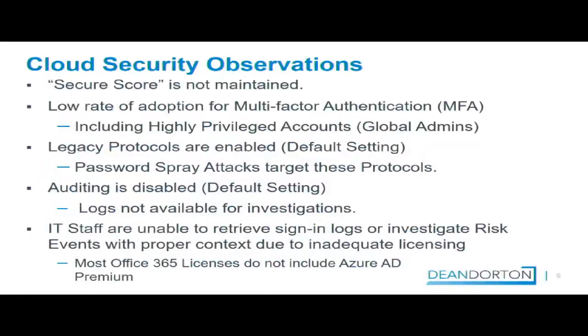So here's a list of some very common observations that we observe when we do a cloud security assessment. The first one is that either the organization is unaware of what their secure score is, or they're not aware of what a secure score is. If they are keeping track of it, it's not actively maintained. We're going to cover that a bit more in depth in another slide, but it's basically a metric that Microsoft reports to you on the status of your security controls in your cloud environment. We also see a very low rate of adoption for multi-factor authentication. This also includes highly privileged admin accounts, such as global administrators.